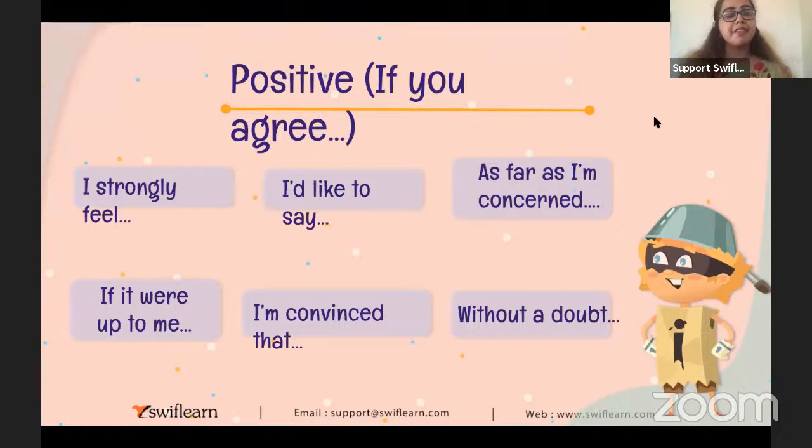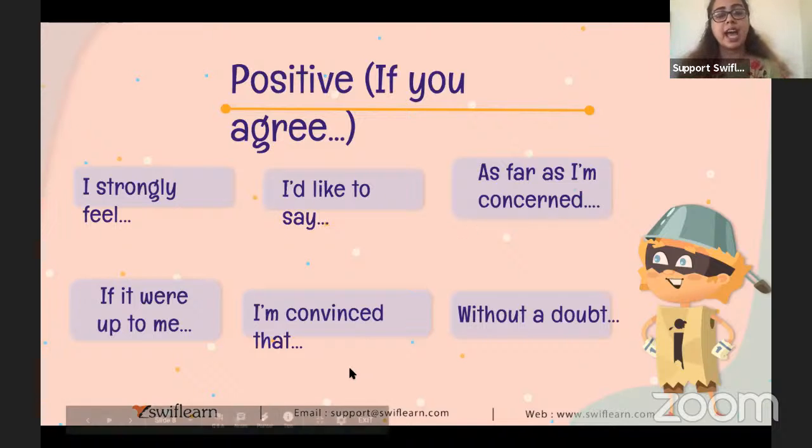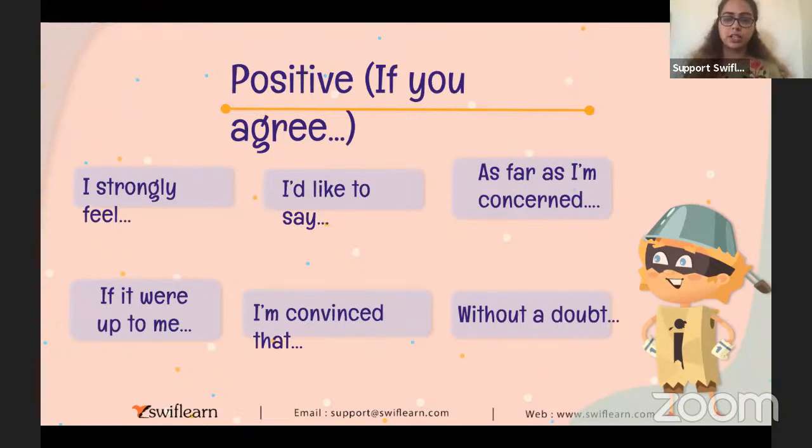You could even say "if it were up to me." That means if you had to bring about some change, that's your suggestion over there. Next, you could say "I'm convinced that." You say "I'm convinced that" when you are certain about a particular point, when you are sure about something. And you could also say "without a doubt." "Without a doubt" is usually said when, of course, you don't have a doubt, right? You have complete clarity in the situation. That's when you could use the term "without a doubt." Okay, these positive reinforcements can be used during your rebuttal.